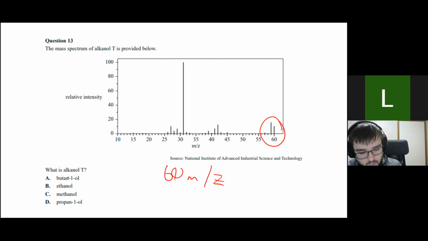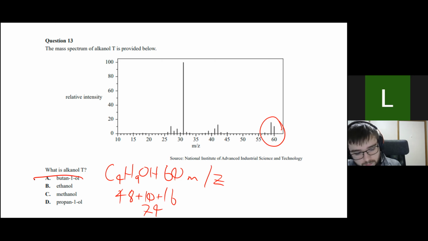So butan-1-ol is going to be C4H9OH. So it's going to be 48 plus 10 plus 16. So 58, 64, 74. That is way above 60. That is out of the question. Ethanol, you might already know this one, but if we add up ethanol, it's 46. That's out of the question. Methanol is even smaller than ethanol, out of the question.